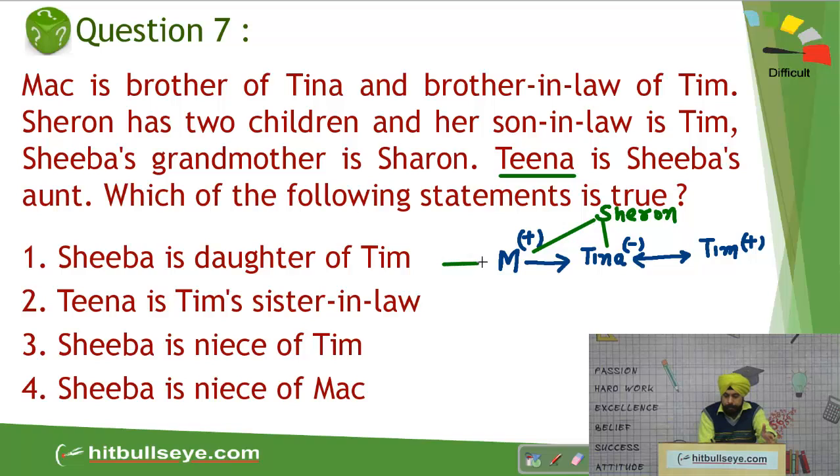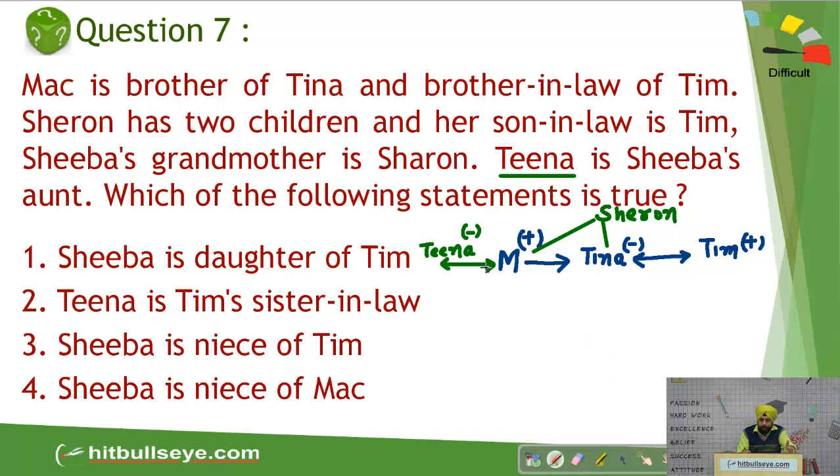The only possibility left over is that Mac is married to the other person, that is Tina, T-E-E-N-A. She has to be a female. Now, because she is aunt to Sheba, that means Sheba has to be the daughter of Tina and Tim. So let's see which of the following statements is true. Sheba is daughter of Tim. You cannot be sure about this as the gender of Sheba is not known. Though it could be true, it is not definite.